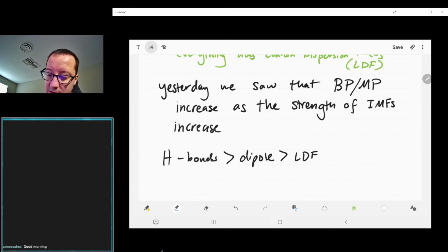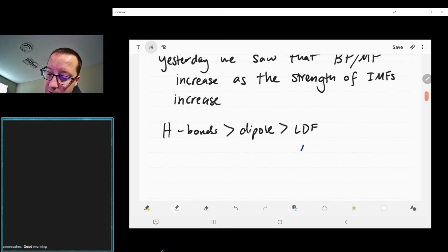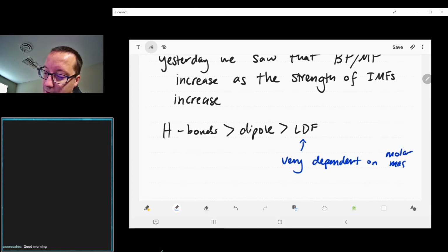However, what we do know is London forces are very dependent on molar mass. Let me actually write out molar mass here. We saw that the bigger the thing is, the more electrons it has, the more likely that there's going to just be some uneven electron distribution, which can create those transient dipoles to attract other molecules. And again, more electrons means more chance for that to happen. You eventually get stronger London forces overall as a result.